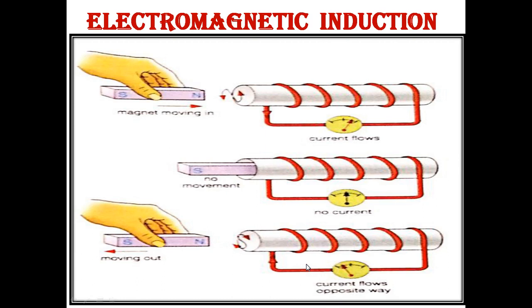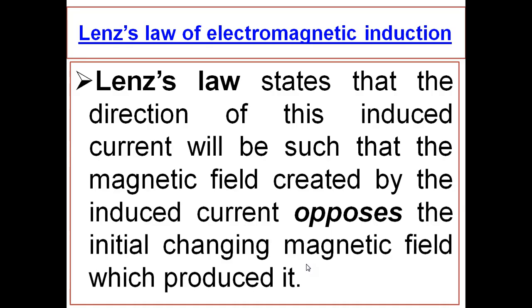So now let's talk about Lenz's law. What does it say? Lenz's law states that the direction of the induced current will be such that the magnetic field created by the induced current opposes the initial changing magnetic field which produced it. This is about the direction in Lenz's law.